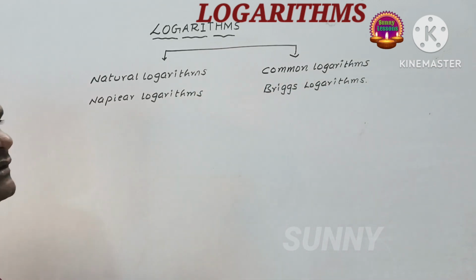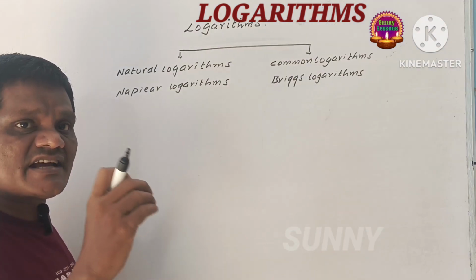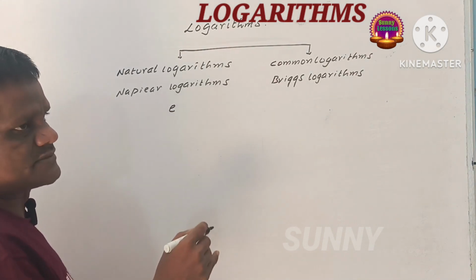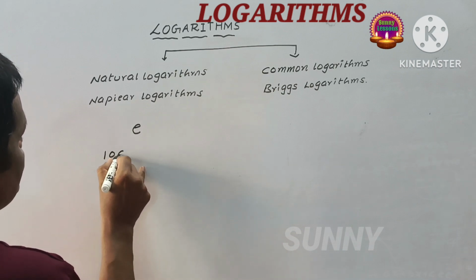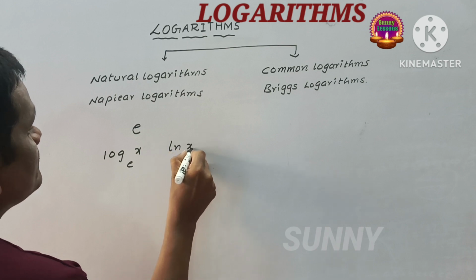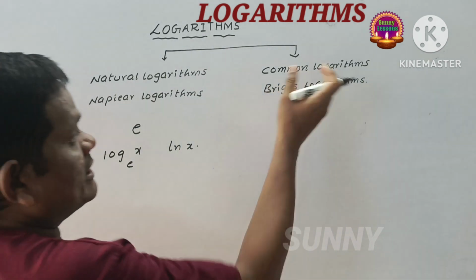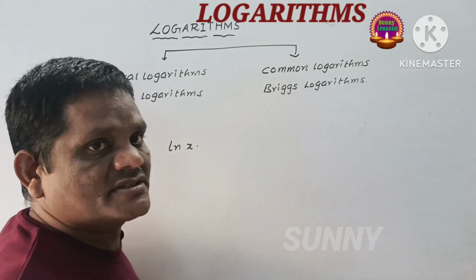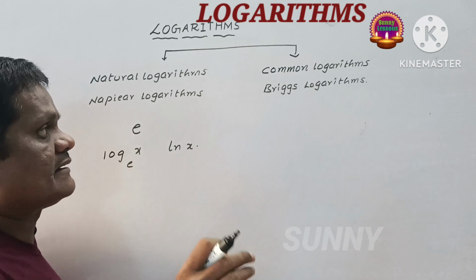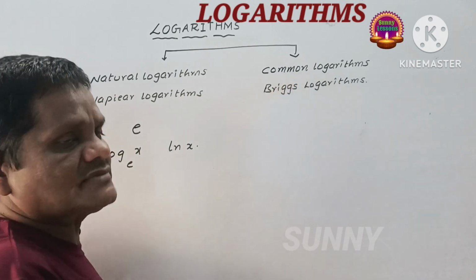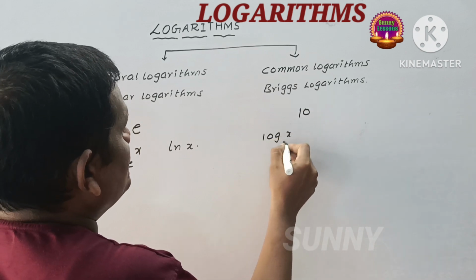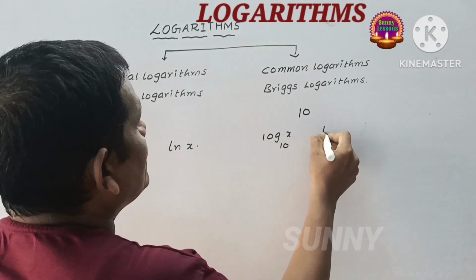Here natural logarithms means the logarithms which are calculated with base e are known as natural logarithms. Log x base e is denoted by ln x. Common logarithms are Briggs logarithms. The logarithms which are calculated with base 10 are called common logarithms or Briggs logarithms. Log x base 10 is denoted by log x.